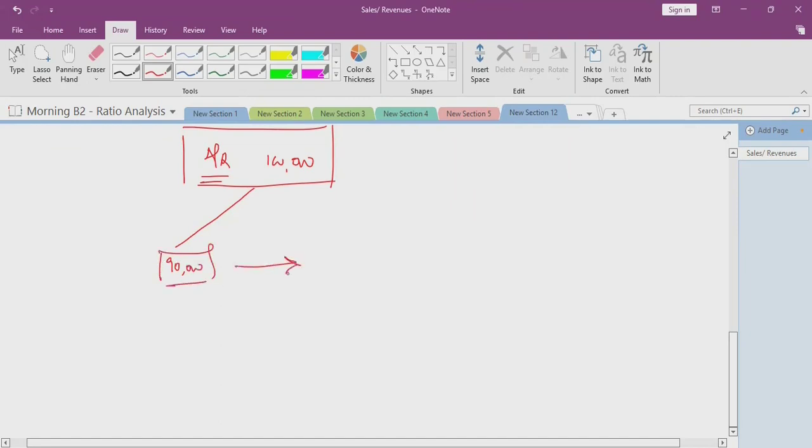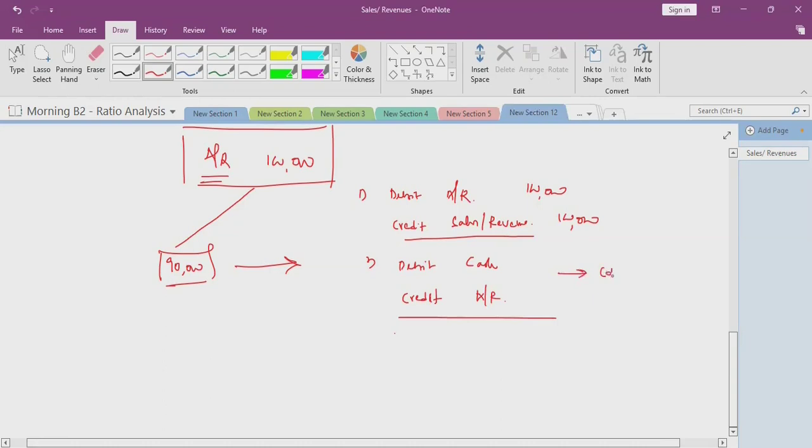What is the journal entry when the accounts receivable are collected? When we sold, the entry is debit accounts receivable and credit the sales or revenue. What is the journal entry on collection of 90,000? Collection of accounts receivable: debit what? Debit cash, and credit what? Accounts receivable. So this is on collection.